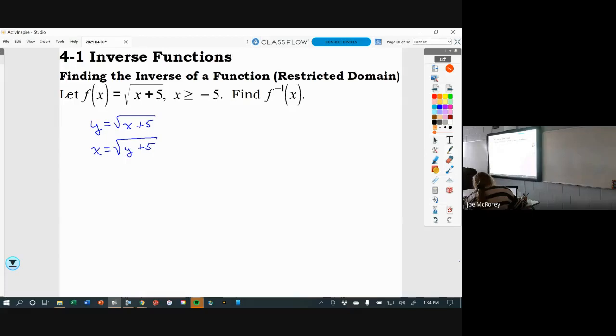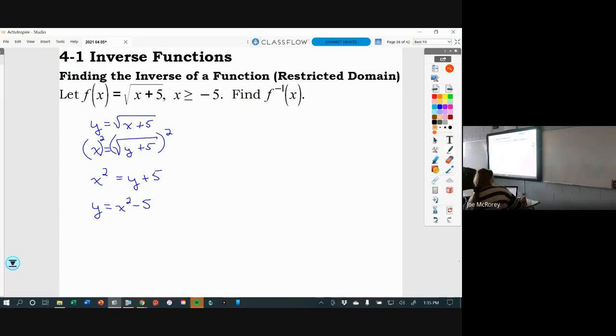So to find an inverse, step number 1, swap the x and the y. Step number 2, solve for y. What would y'all like to do first to get y by itself? Square. I will square both sides. And when you square a square root, it kind of vanishes. X squared equals y plus 5. I want y by itself, so I'll subtract 5 from both sides. I'm going to go ahead and rearrange it too, with the y on the left side. So y equals x squared minus 5.